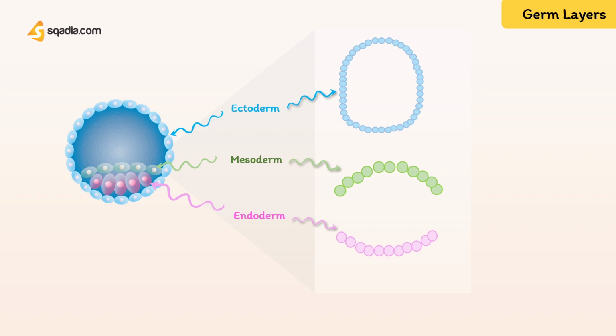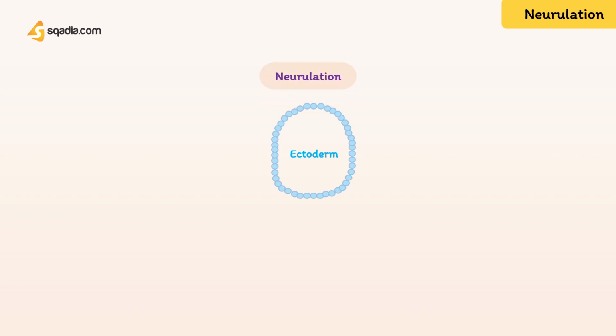Before getting into the specifics of the derivatives, it's probably a good idea to take a quick look at how these are formed. The ectoderm is the external or the outermost layer of the 3. The formation of the neural tube from a flat sheet of ectoderm is called neurulation. During neurulation, ectoderm differentiates into 2 parts. The first is the surface ectoderm. The second is the neuroectoderm.